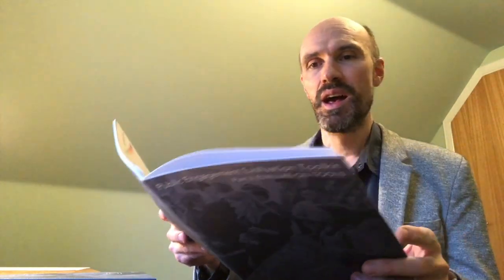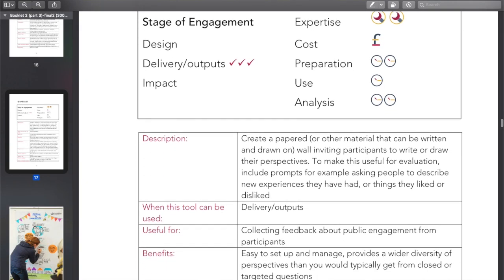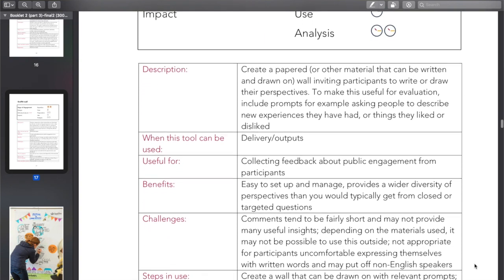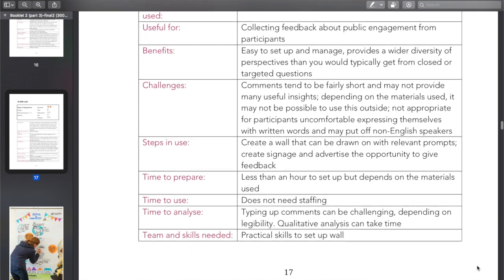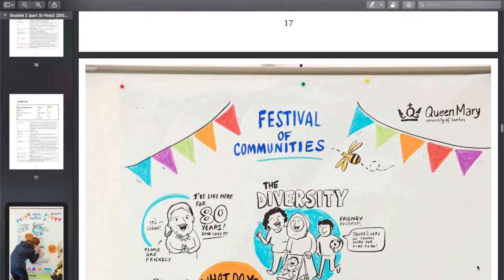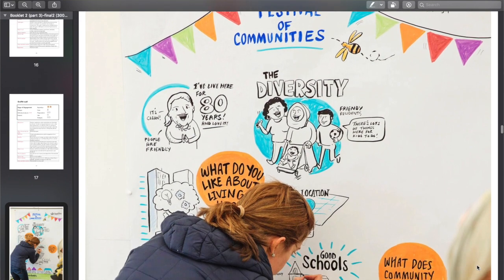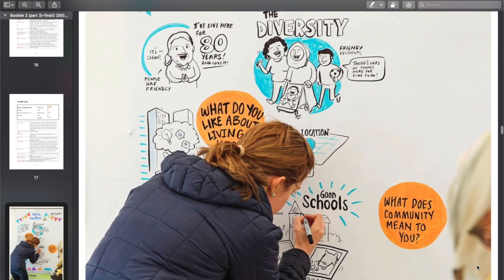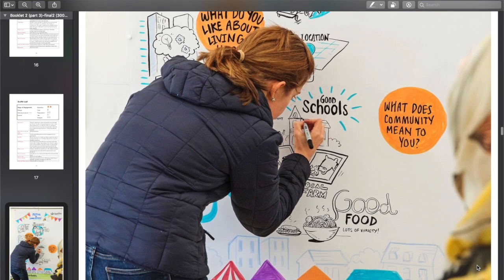Another one is the graffiti wall. So here's an actual image from Queen Mary University London's Festival of Communities. They actually had a graffiti artist who was capturing what was happening on the day and creating a beautiful graffiti wall. Now this is a nice, creative, attractive way of doing this, but you can also just have a big whiteboard or some other kind of thing that you can draw on. So a papered wall, for example, have pens and encourage people to leave their comments. It could be post-it notes, it could be just written on.